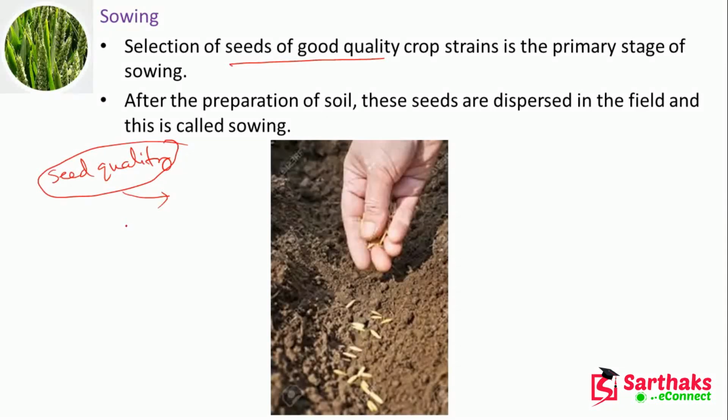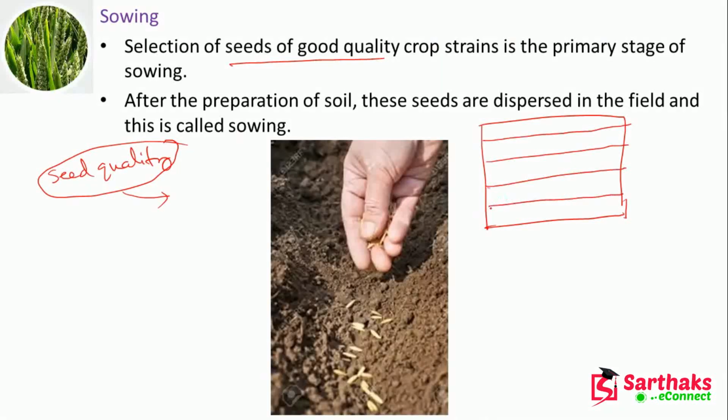But previously, many years ago, they used their hands to sow the seeds. Suppose this is the field. First, they make the soil preparation, digging the soil. After that, they divide the total field in this way, with some groups, valley type. And particularly in this line they sow the seeds, like this, particularly in this line.